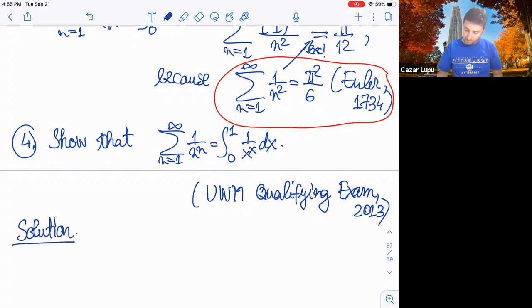So first, let's start with the integral. We'll start from right to left. We'll take the integral and then write it in a certain way that will make it look more appealing, so that we can recognize some kind of a power series for a function. All right, so let's do it.